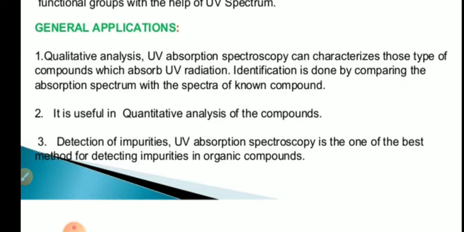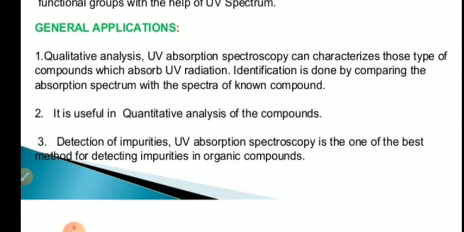Say for example, UV absorption spectrophotometry of one compound. If your compound is contaminated with, say, carbon disulfide impurity present in carbon tetrachloride, we can measure the absorbance at 380 nanometer and check whether carbon disulfide is present in carbon tetrachloride as impurity or not. If you study the spectrum and get two peaks, that means the compound is impure.